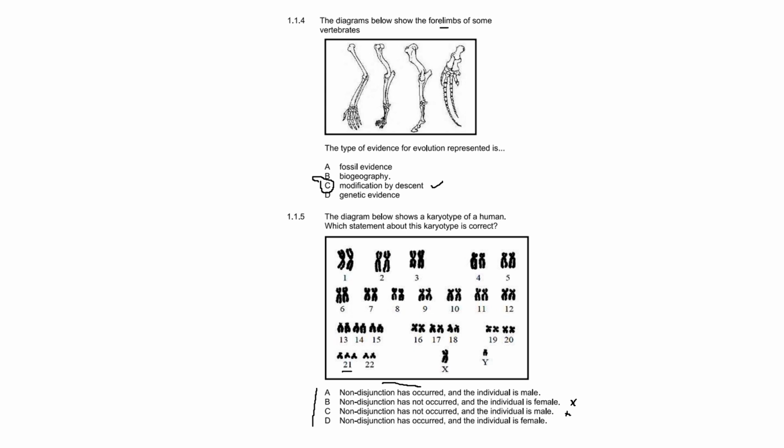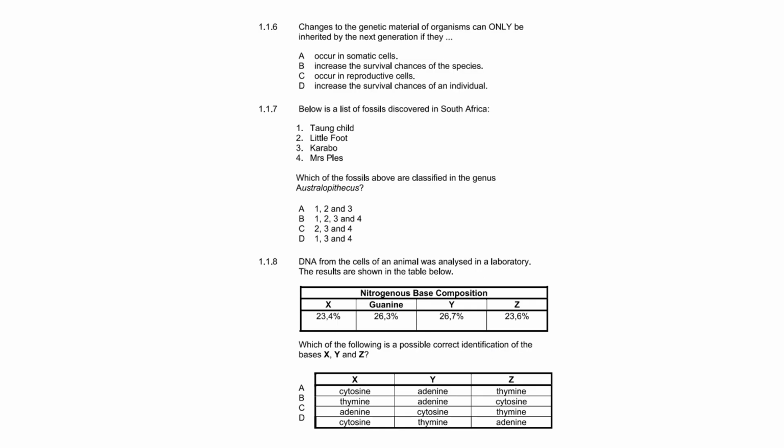Now we go and check our karyotype. Remember, if it's XX, that's a female. XY is a male. We have a karyotype of XY, meaning the person must be a male. Option A is a male, while D is saying it's a female. It can't be a female because it's XY, so it must be a male. Meaning our answer would be letter A. It's a lovely question.